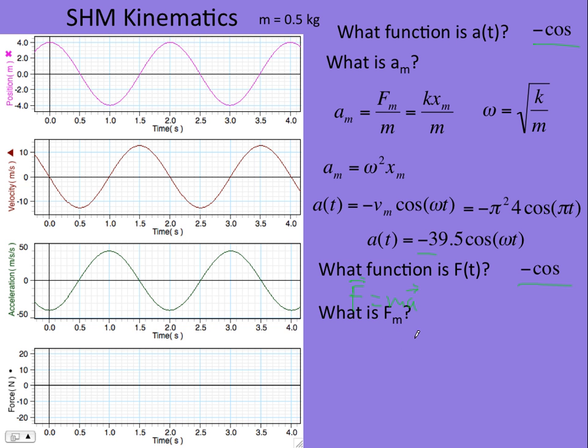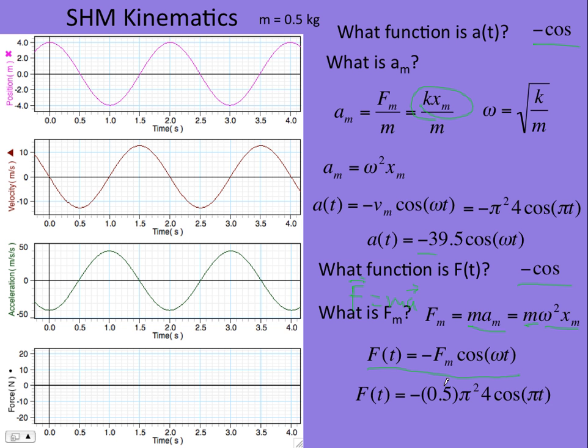You could look at that, but we did it for acceleration. So what's the maximum force? You could use what we have up here, kx max. Or since we already have the maximum acceleration, it's just m a max, and so I multiply m times omega squared x max. And so this would be the general form, and putting in our numbers. The mass, if you remember, was given as 0.5 kilogram, and so force is this, and if we graph it, it looks just like it.